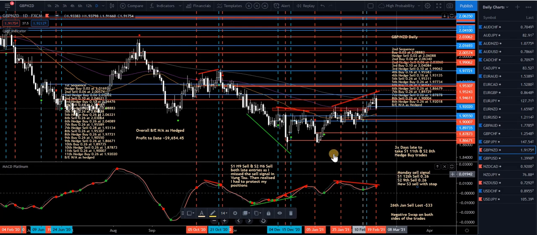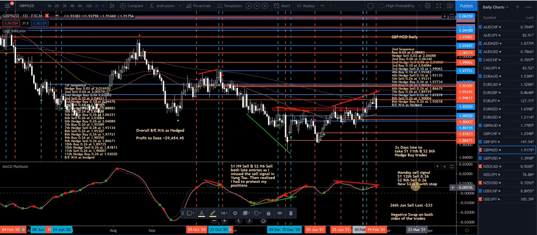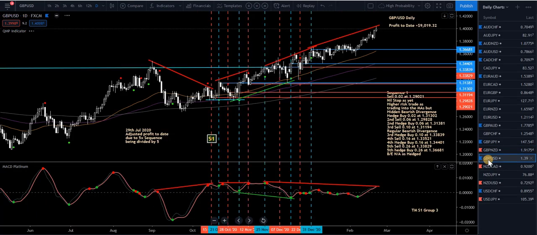And so that will release the hedge on sequence 1, sequence 2, and it'll give me a break even down here somewhere. So that's the plan on the pound New Zealand. Pound USD, it's another one, old sequences. Sequence 1, oh, it's the only sequence now. Good profit on this pair, 9,019. I'll probably drop the ball on this.